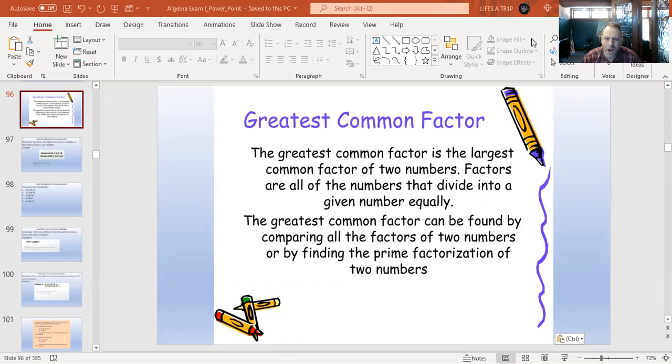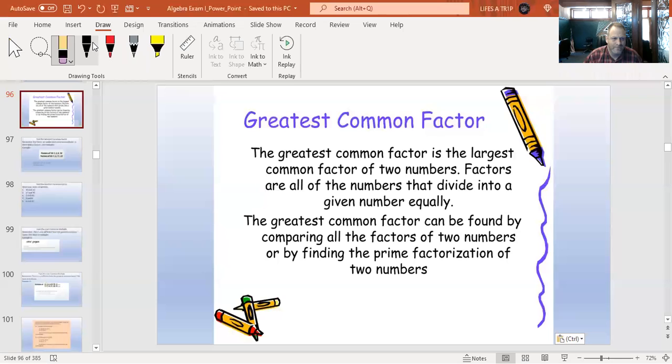So the greatest common factor is the largest common factor of two numbers. Notice these are going to deal with factors, and not multiples. All right, so greatest common factors.